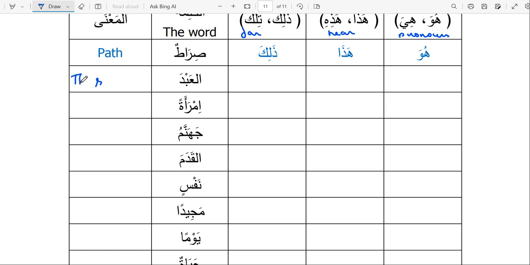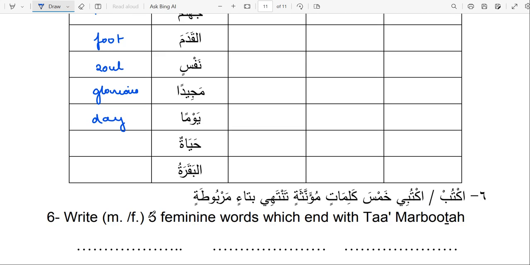Imra'atan means woman. Jahannam, hell. Qadam, foot, it's a body part. Nafs is soul, considered to be feminine. Majid is the glorious. Yawm, day. And Al-Haya is the life. And Baqara is the cow. Keep in mind the marifa ones, the cow. So you should put everything on your own.